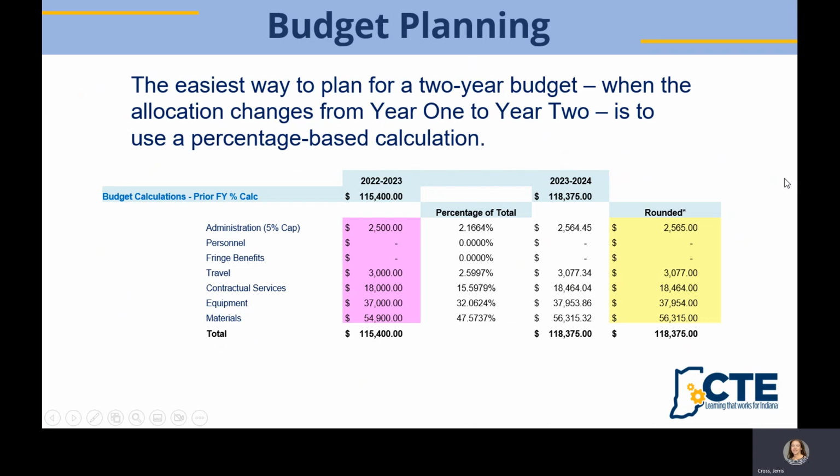The easiest way to plan for a 2-year budget when the allocation changes from year 1 to year 2 is to use a percentage-based calculation. Your allocation is impacted by several factors, including the amount we receive from the feds and the number of students. Typically, the greatest impact is the number of students living in poverty. If that amount goes down, your allocation will likely drop. Another reason that an allocation might be less than the previous year is that you have experienced a separation, where one of your school corporations has left your CTE district. And we'll talk more about that as well.